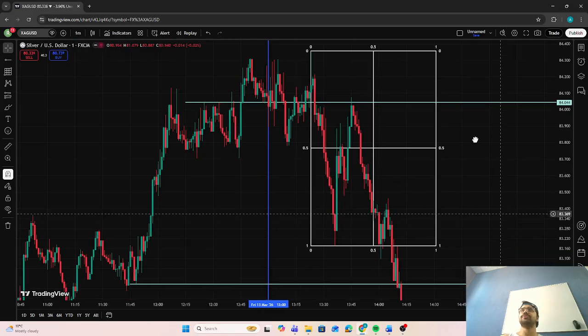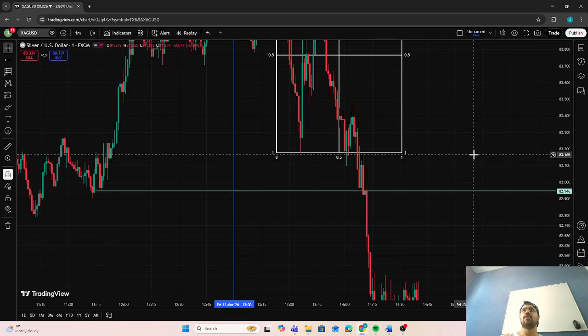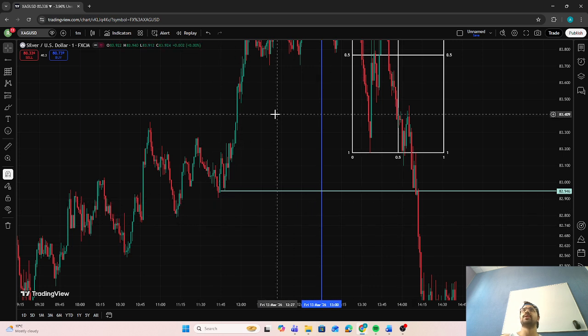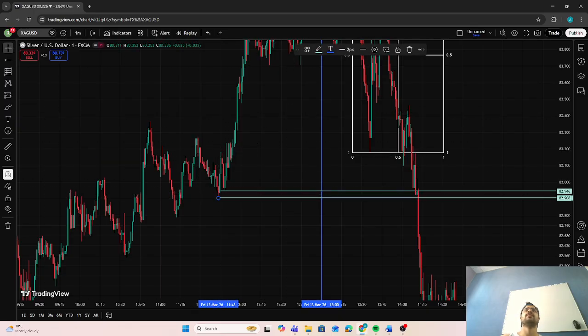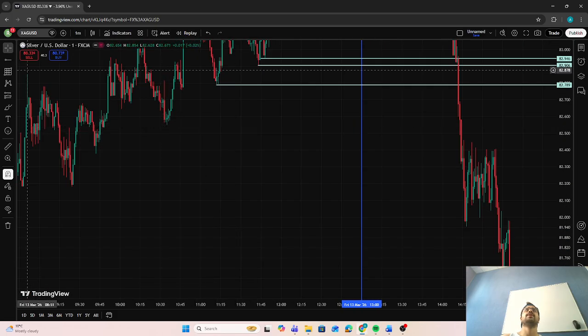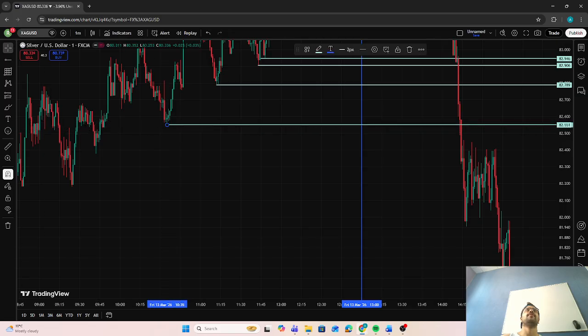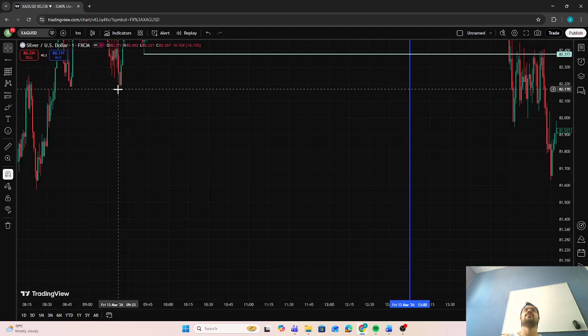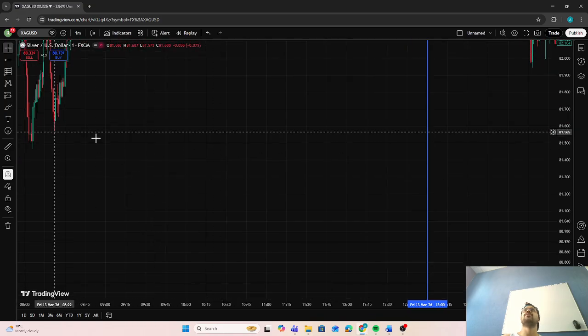Now, how do you set your take profits? Very simple, guys. Previous areas of liquidity. Okay? Take profit 1, liquidity sweep down here. Take profit 2, liquidity sweep right here. Take profit 3, liquidity sweep right there. Take profit 4, liquidity sweep right there. Take profit 5, right there, so on and so forth.